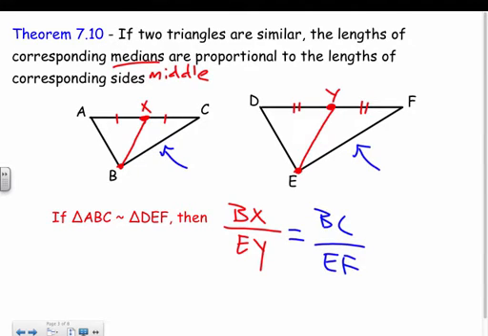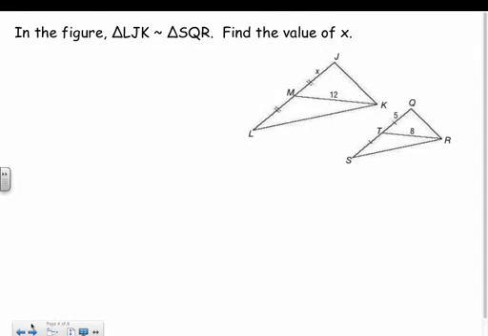Okay, so just setting up proportions. Let's take a look at this here. In the figure, I have similar triangles. Find the value of X. So what it looks like I have from vertex to opposite midpoint here, so this is a median. So I can set up a proportion. Well, let's just pick the side of X. This guy corresponds to what? This guy in the other triangle.